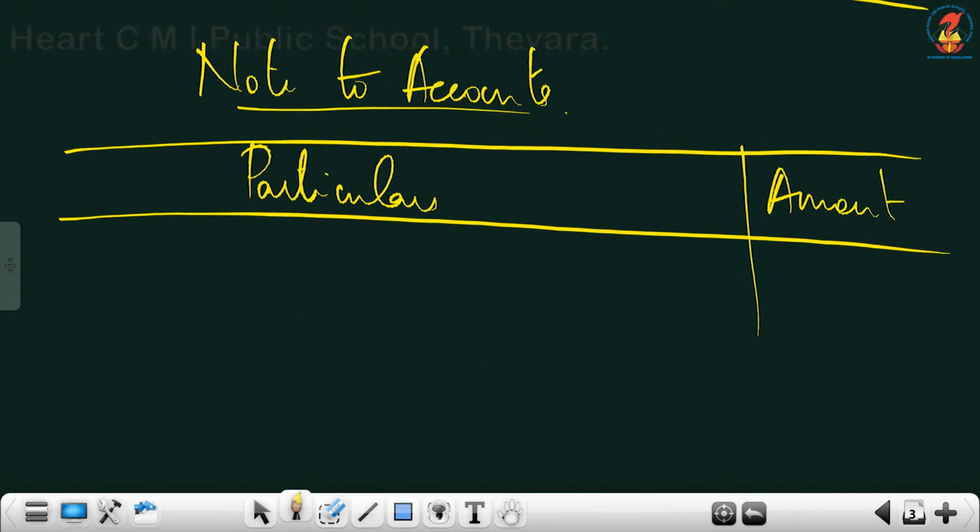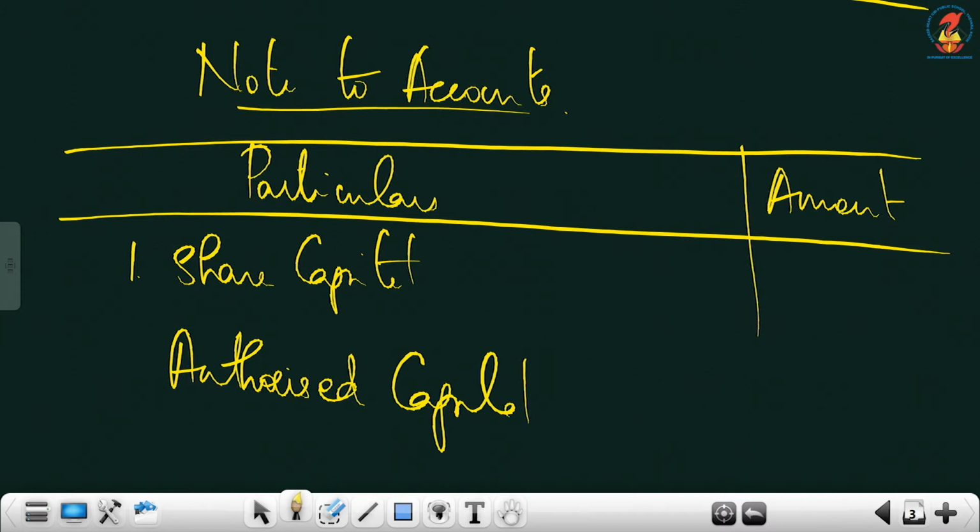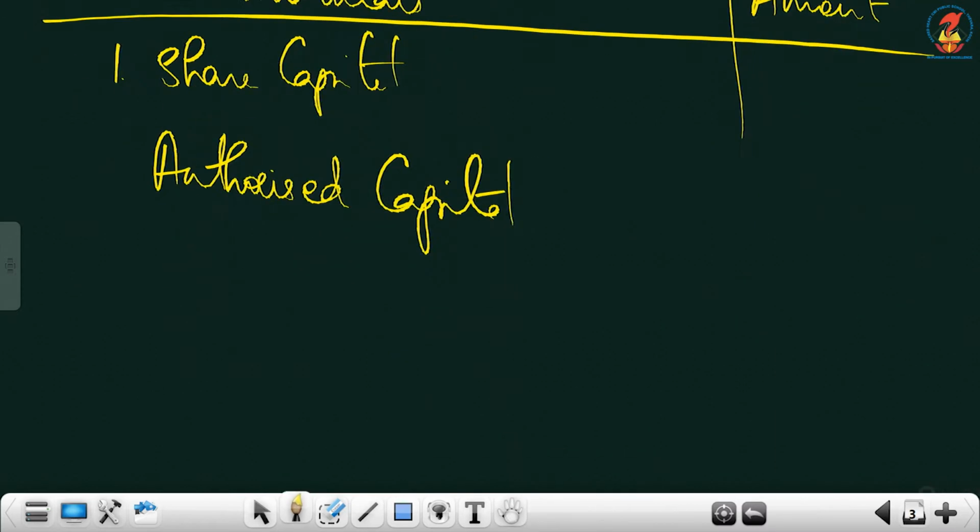And the first heading is share capital. We are going to show the subdivision of this. Below that, the first subhead under share capital is authorized capital, or nominal or registered. Usually we will be using the term authorized.